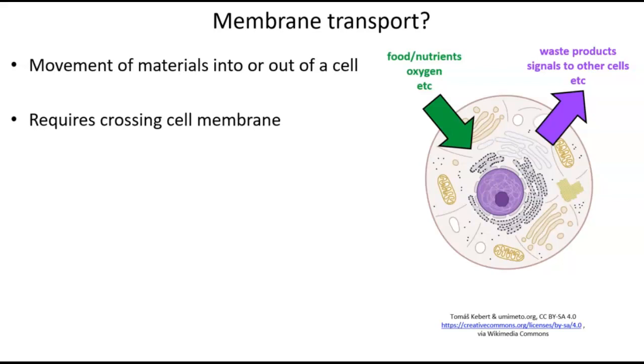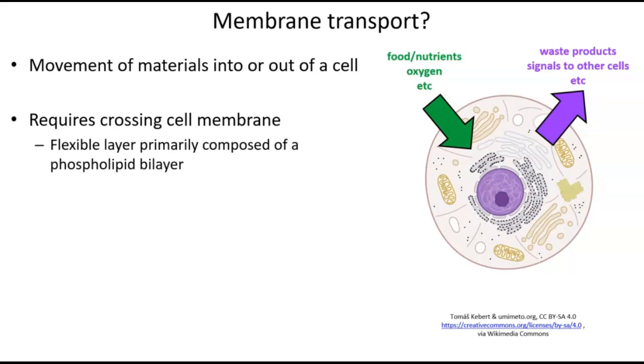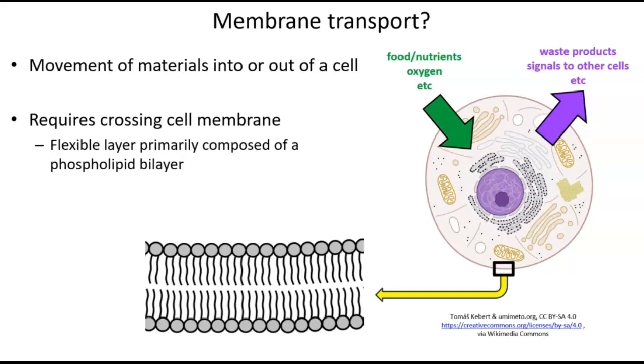And as you learned earlier, the cell membrane or plasma membrane is a flexible layer primarily composed of a phospholipid bilayer, or a double layer of phospholipids. If we were to zoom in on a small section of this cell's membrane, we would see a double layer of phospholipids, probably also some proteins embedded in there, but for now we'll keep it simple. And the properties of these phospholipids lead to certain properties of the membrane itself.